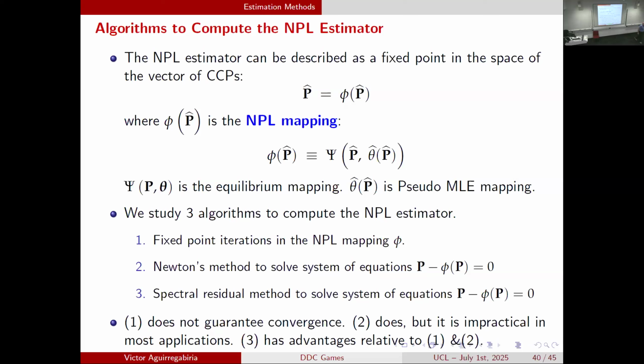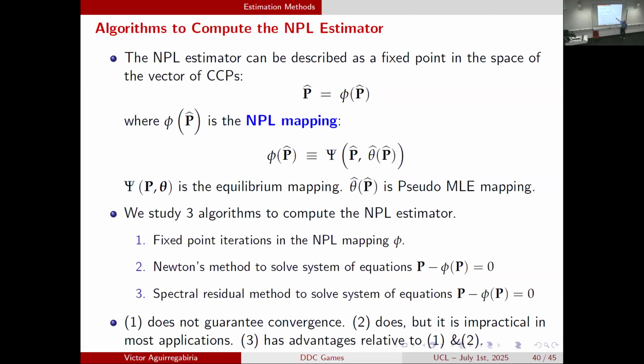And then that tells us that obtaining the NPL estimator is equivalent to finding a fixed point of that mapping. Because we have this theta hat here, it's not simply an equilibrium of the model; it involves estimation. But it's also equivalent to solving for a zero in a system of nonlinear equations, okay? That is what is going to motivate different approaches to obtain the NPL estimate. Then let me discuss it here, in this slide.